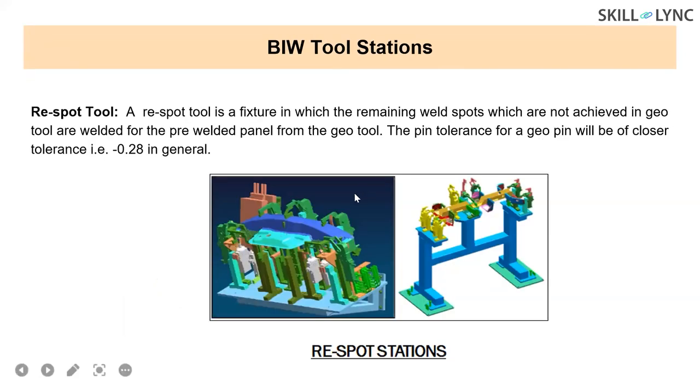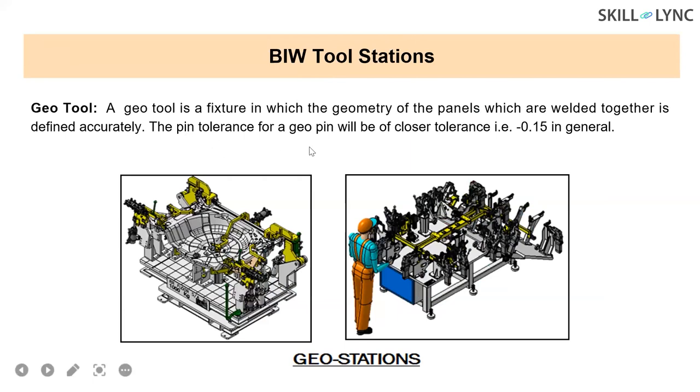Next one, respotting tool. Respotting is the process in which, consider I'm going to do spot welding in 1,000 places. I can't do spot welding in all the places at once, right? So consider I can cover 60% of the spot welds in the first process. I have to hold the component, right? Now what I am going to do? I am going to hold it in a different place and do the spot welding for the remaining process.